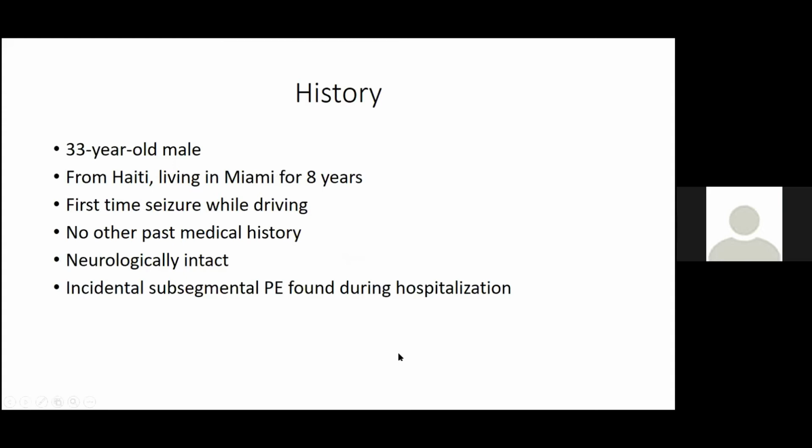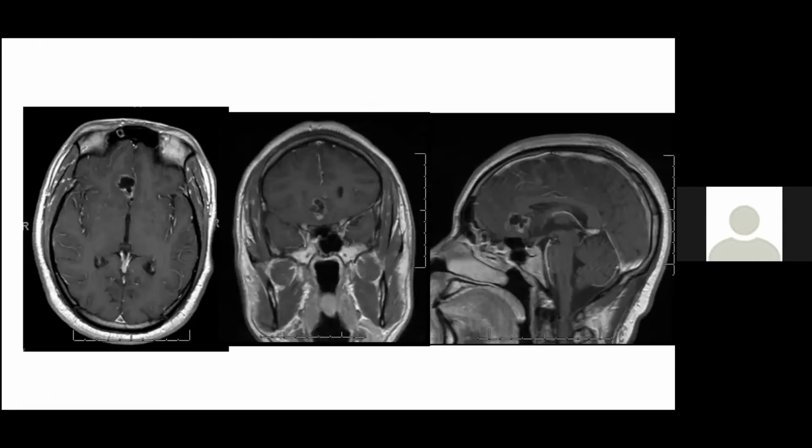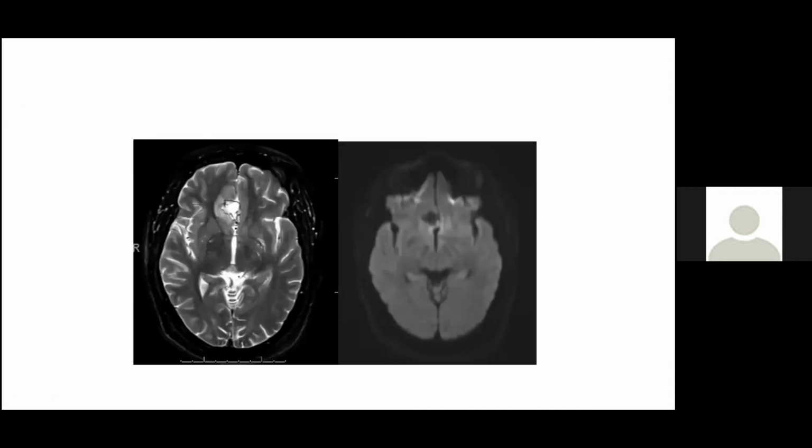Awesome. So this is a 33-year-old male, originally from Haiti, although he's been living in Miami for 8 years. He had a first-time seizure while driving. No other past medical history, neurologically intact, although during his hospitalization, he was found to have an incidental subsegmental pulmonary embolism. So after his seizure, he got an MRI. Can you tell me what you see?